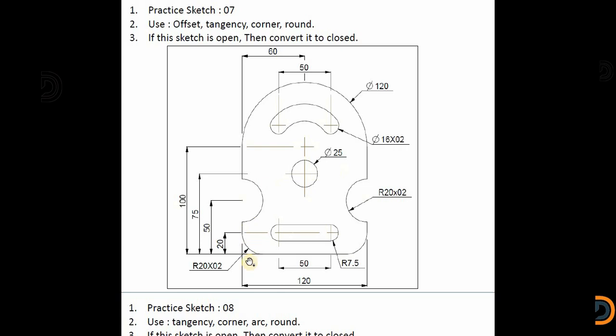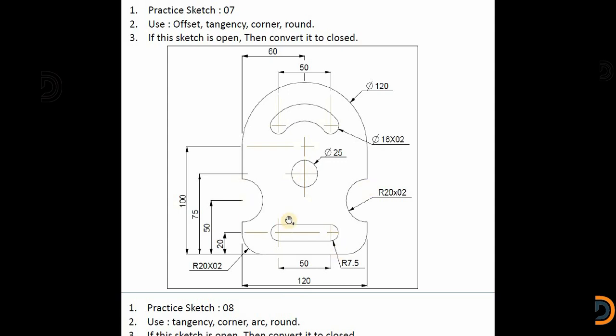Now we will focus on sketch entities. This sketch is built with a combination of circle, line, arc and slot. After that, I will look for the dimension of each entity. Here the diameter of this circle is 25. The diameter of this arc is 120. Then the radius of this arc is 20, which is placed at 2 locations. Then this slot has a center distance of 50 mm and a radius of 7.5. The vertical dimension is 20. Then the center of this circle is at 50 mm from this base.